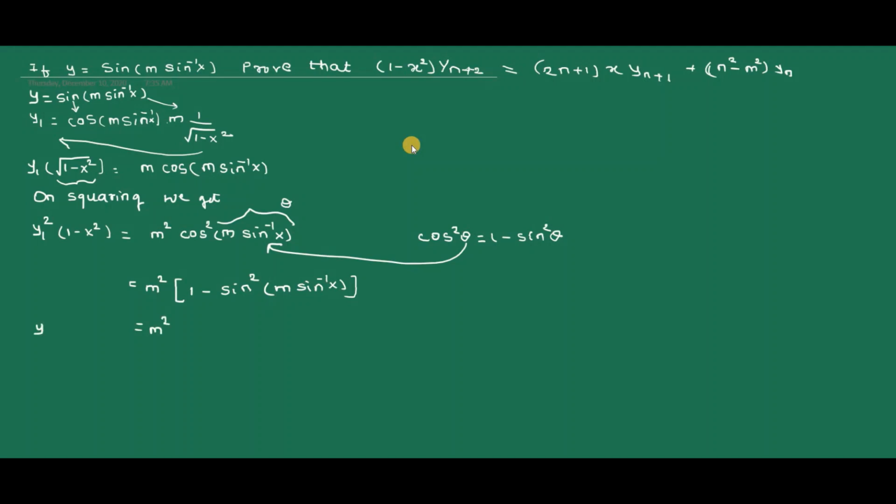On the left hand side we have y1 square into (1 minus x square), and on the right, m square into (1 minus the value of sin(m sin inverse x)). From equation 1, y is equal to sin(m sin inverse x). So sin square is nothing but y square.